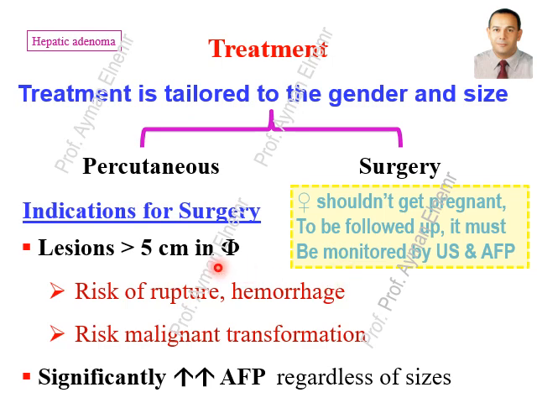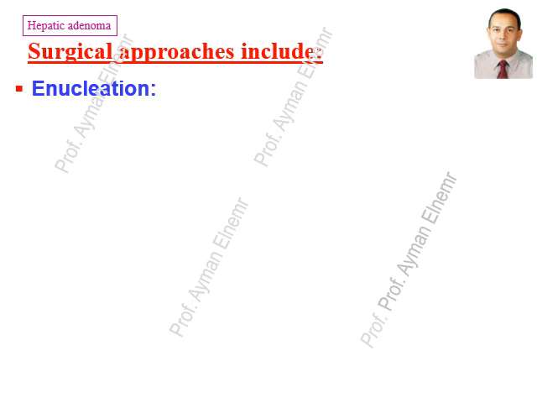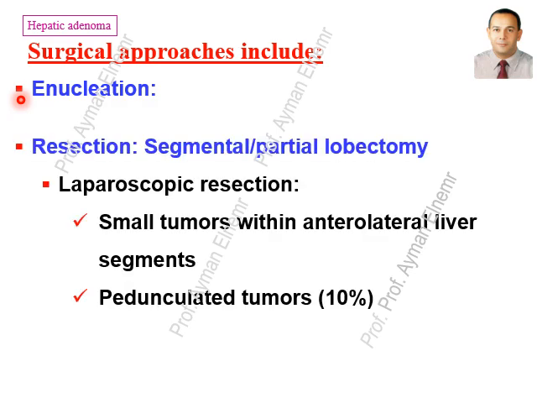The indications for surgery are lesions more than 5 cm in diameter because of the risk of rupture and hemorrhage and the risk of malignant transformation, and significantly increased alpha-fetoprotein regardless of the size. The surgical approaches include enucleation, resection, and liver transplantation. Enucleation is associated with less blood loss and preservation of normal liver. Resection can be done by segmentectomy or partial lobectomy. Almost all solitary lesions can be completely resected.